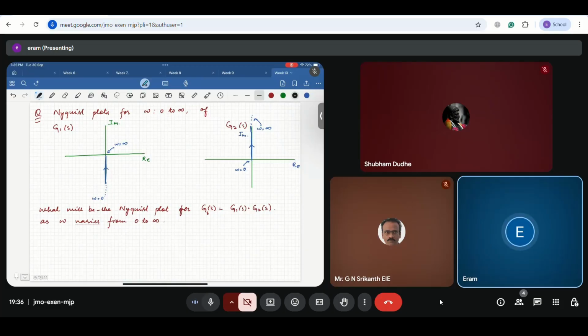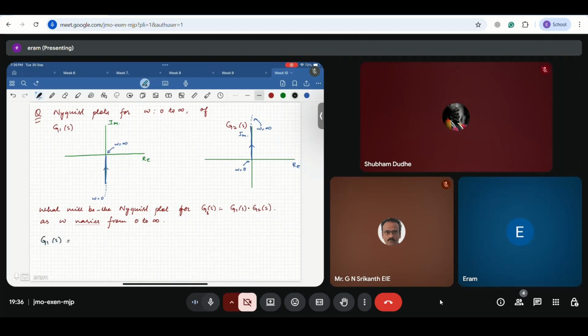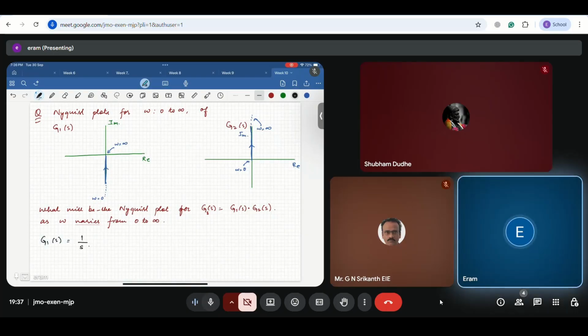Now, can you guess the transfer function of G1(s) by looking at the Nyquist plot? For this Nyquist plot, you have real part as 0. 1 by s, ma'am. Yes. So this is just the simplest one, and you should remember it always. This is the Nyquist of 1 by s.